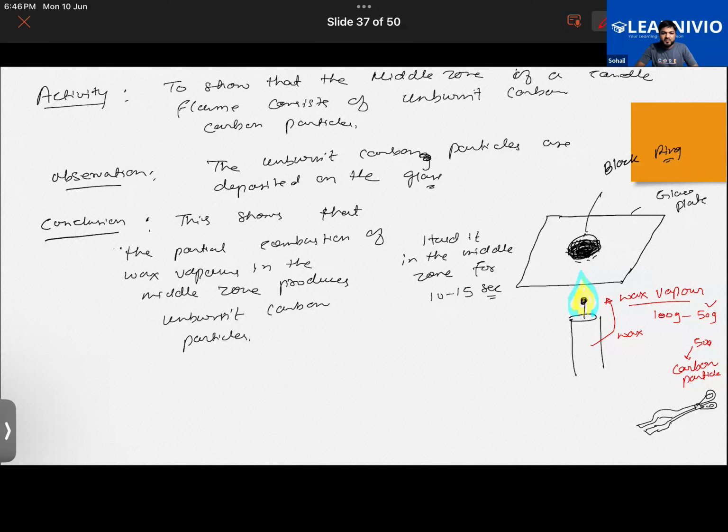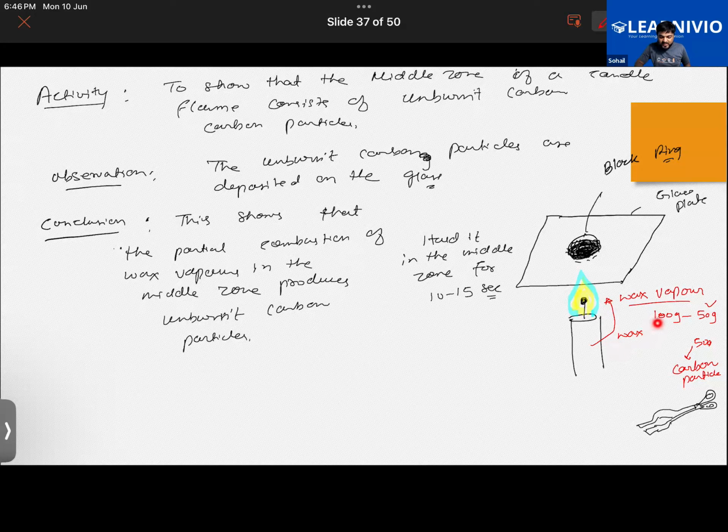As a result of combustion, you get to see fire. Right now, as a result of combustion, you get to see fire. Let's get back to what we were discussing. So let me first complete this.